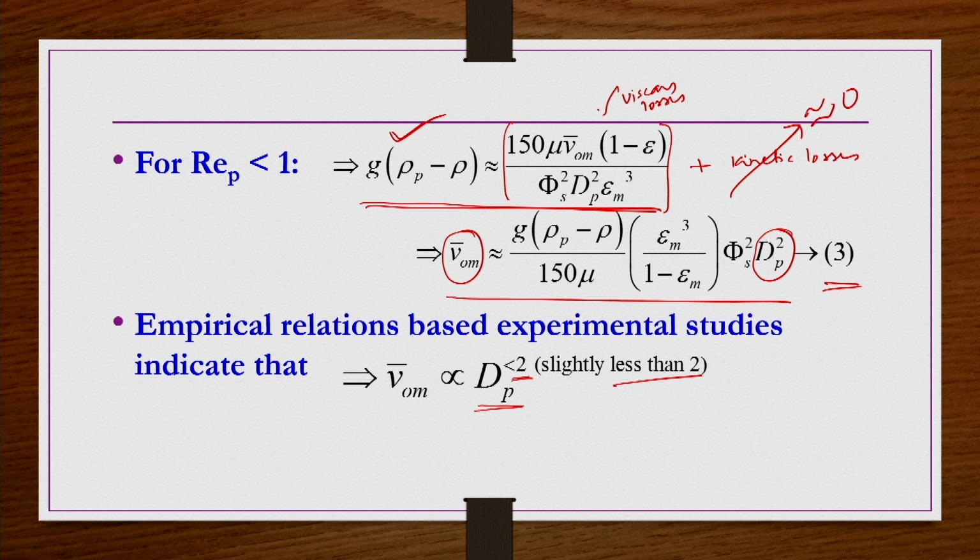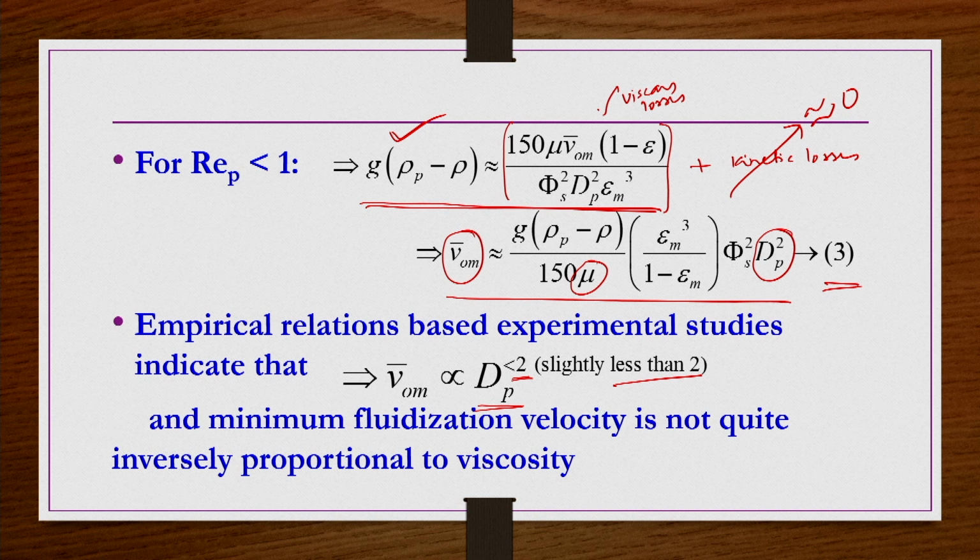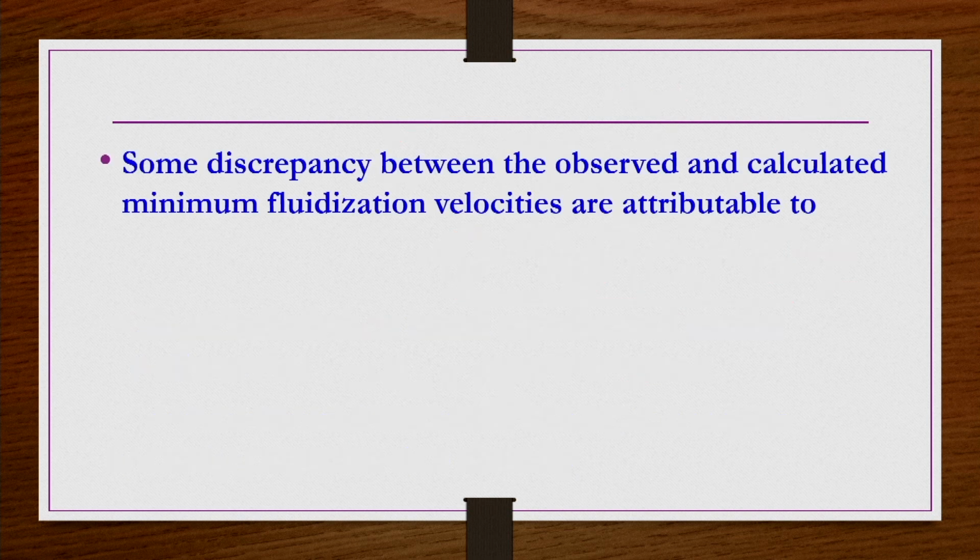Those deviations are one; another deviation we see from equation number 3 is that the minimum fluidization velocity is inversely proportional to the viscosity of the fluid under small Reynolds number conditions, but experimentally it has been found that it is not quite inversely proportional to viscosity. So, some discrepancies between the observed and calculated minimum fluidization velocities are in general possible.